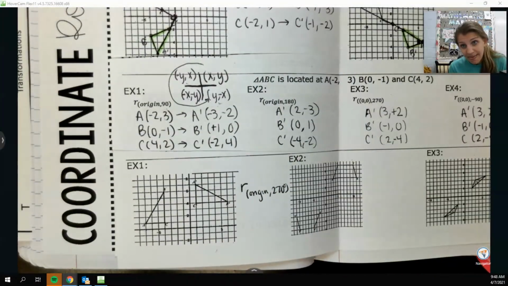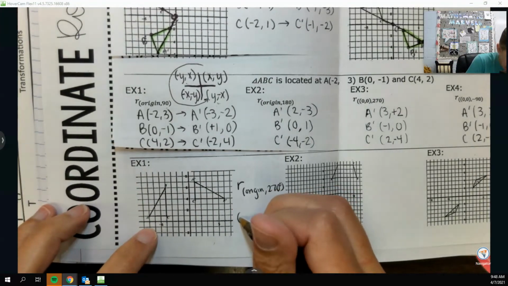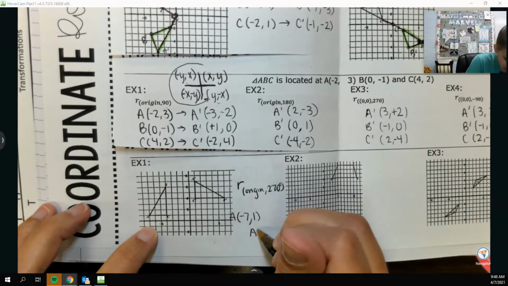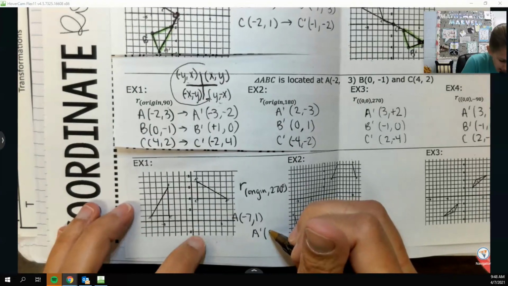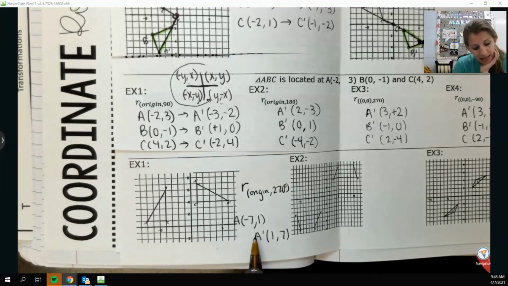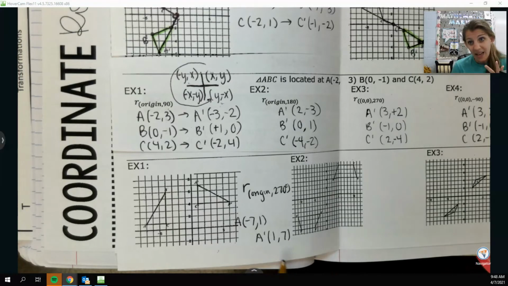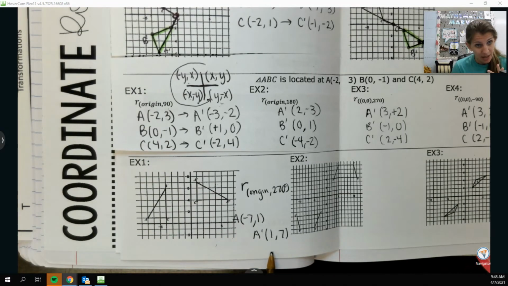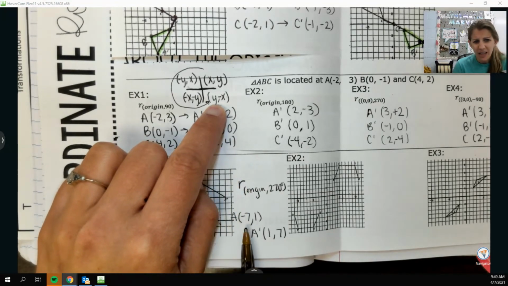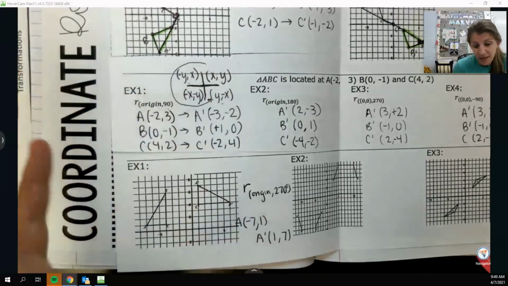Now, another way that you can think about it is you could compare the points. So like point A currently is at -7, 1. A prime is at 1, 7. So when I compare these, I notice that I swapped them and then changed the sign of the second number, which this one, 270, does that. I feel like looking at them is a little bit harder to do, but I mean, that's another way to do it.